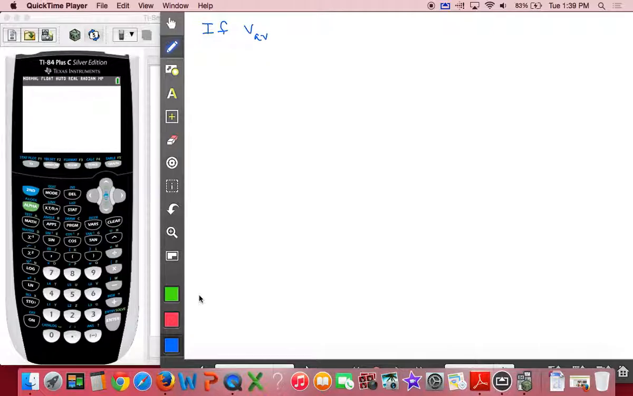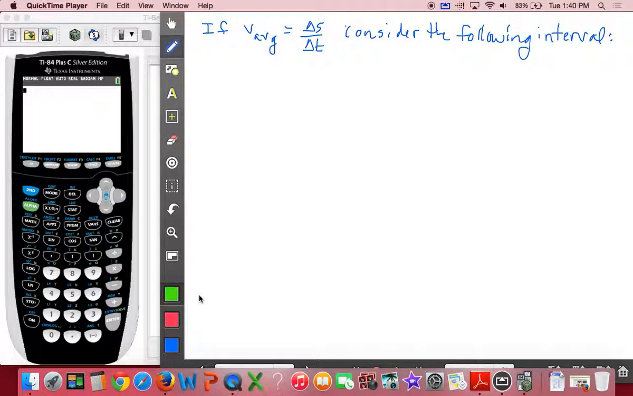Average velocity is equal to the change in s over the change in t. Consider the following interval. We want the interval to go from 3 seconds to t seconds. In other words, this is interval notation. I'm going from 3 seconds to some seconds greater than 3, and including those.